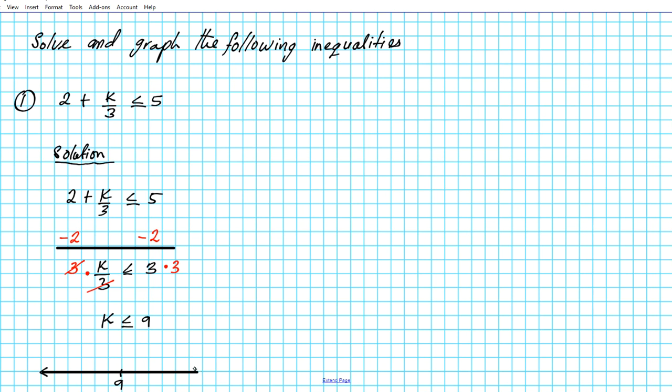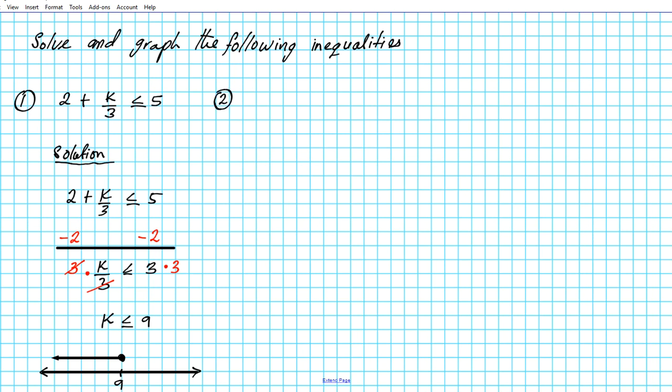Alright, now is this going to be a closed or open circle? Since you have the inclusion bar here, it's going to be a closed circle, and then less than points in the left direction. So less than goes in that direction. So this is the solution, and there goes the graph. Alright, let's take a look at another example.